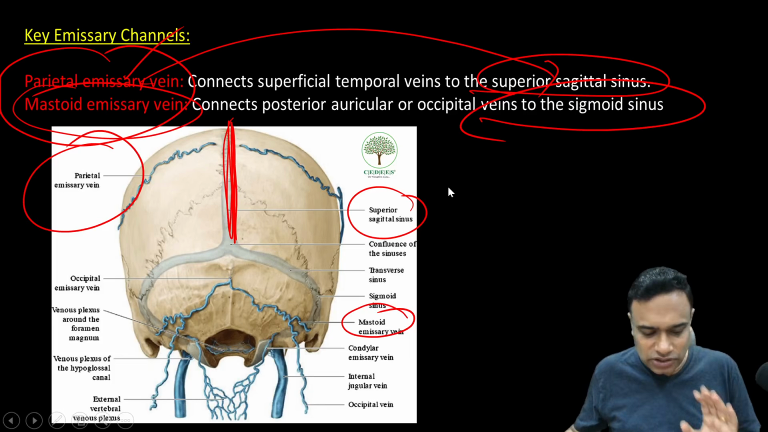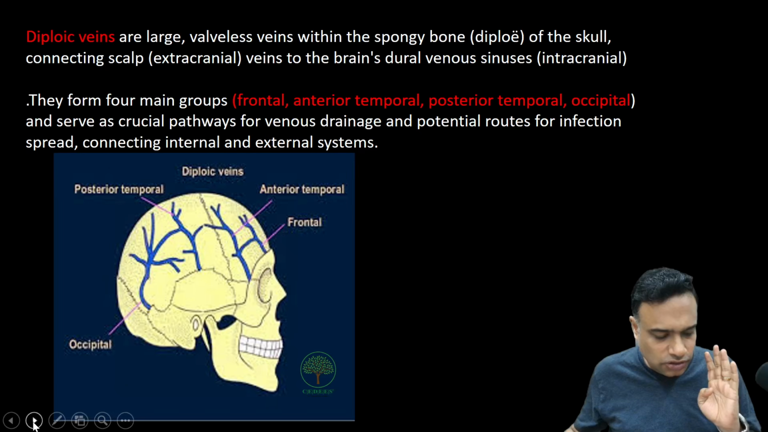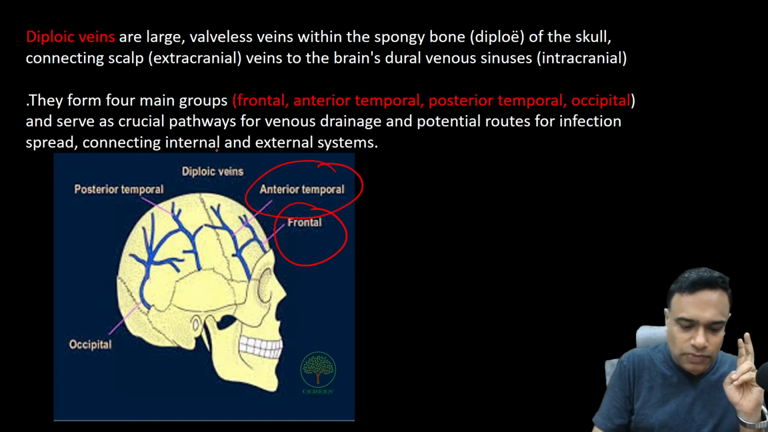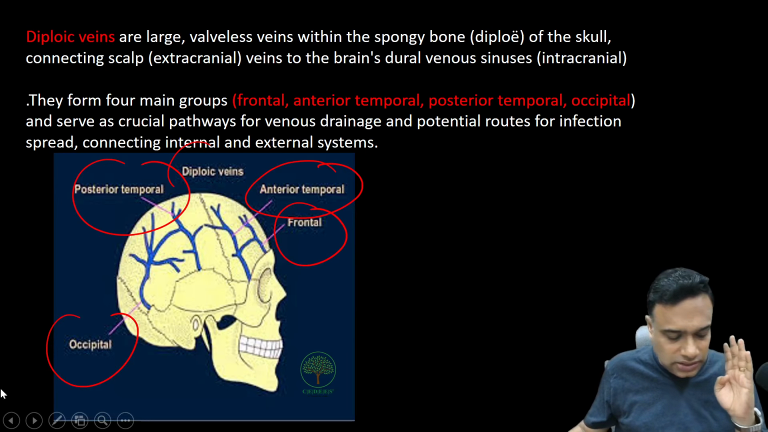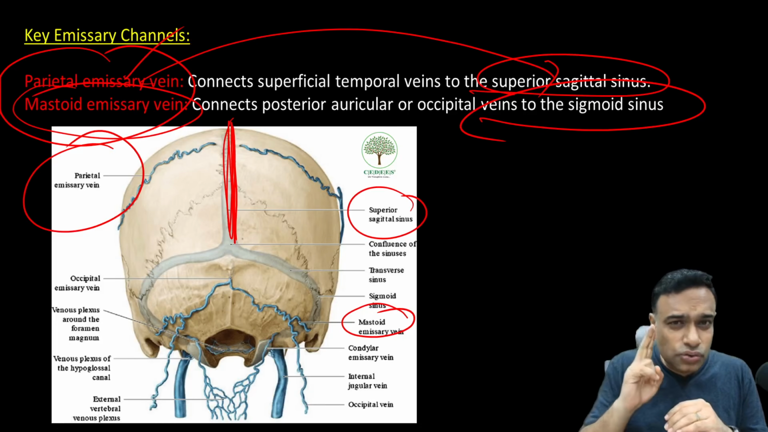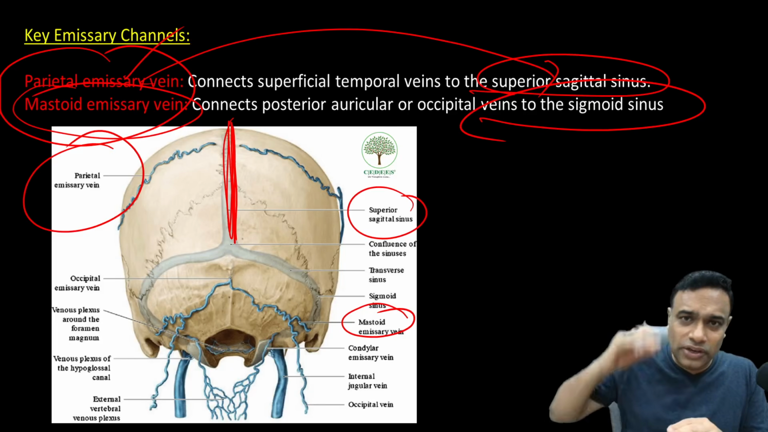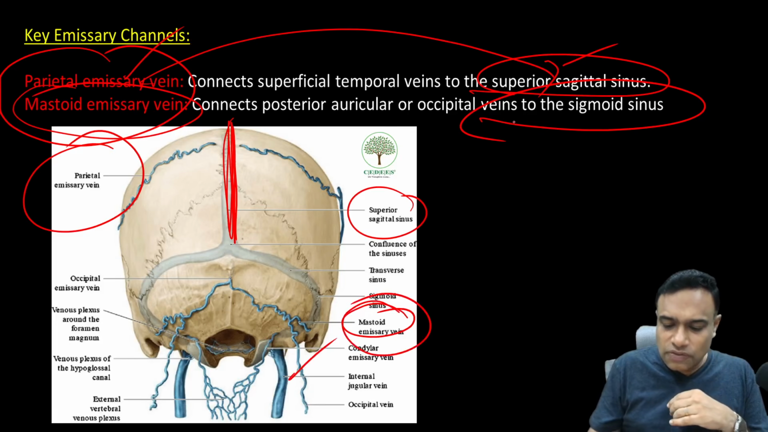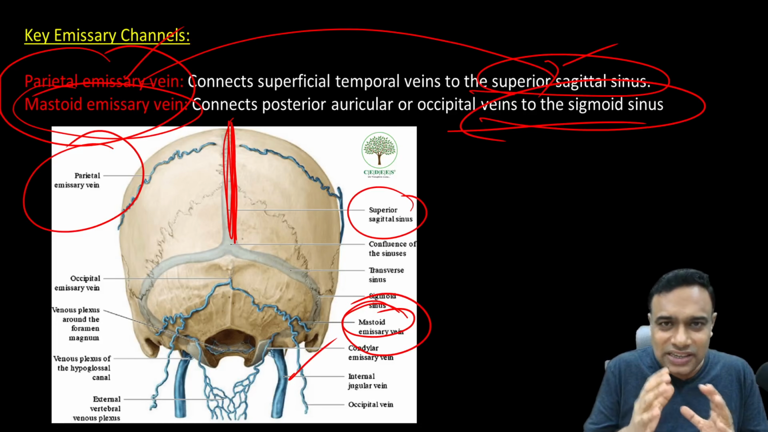This may be a little high for some of you, so let me just recap this. Diploic, there are four veins. What are the four veins? As can be seen in the diagram here, easy. Frontal, anterior temporal, posterior temporal, and you have your occipital. These are four diploic veins. And when it comes to the emissary veins, there are two major emissary channels. One is your parietal emissary vein going straight into your superior sagittal sinus, and the other one is the mastoid emissary vein, which is going into your sigmoid sinus. Okay, so please understand these key emissary channels.